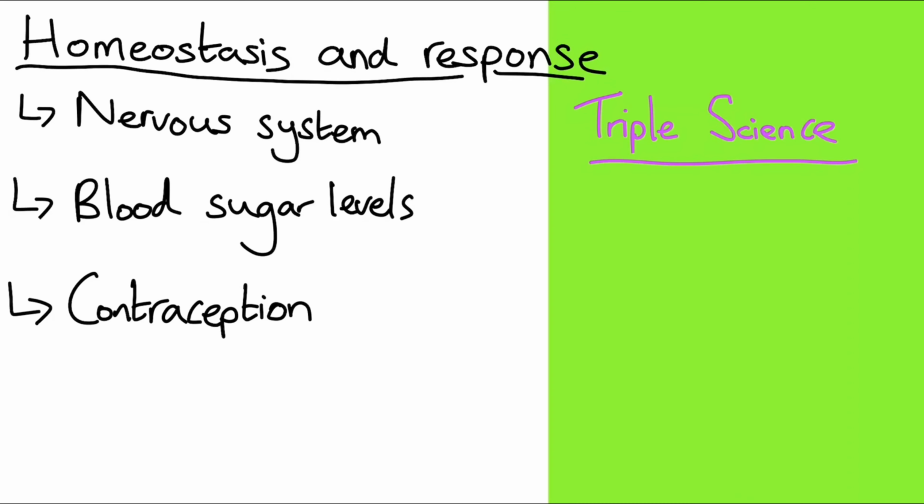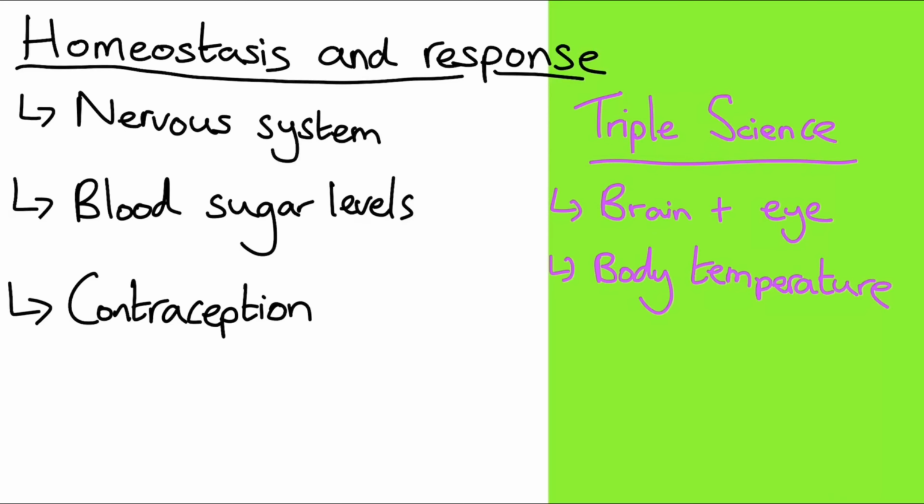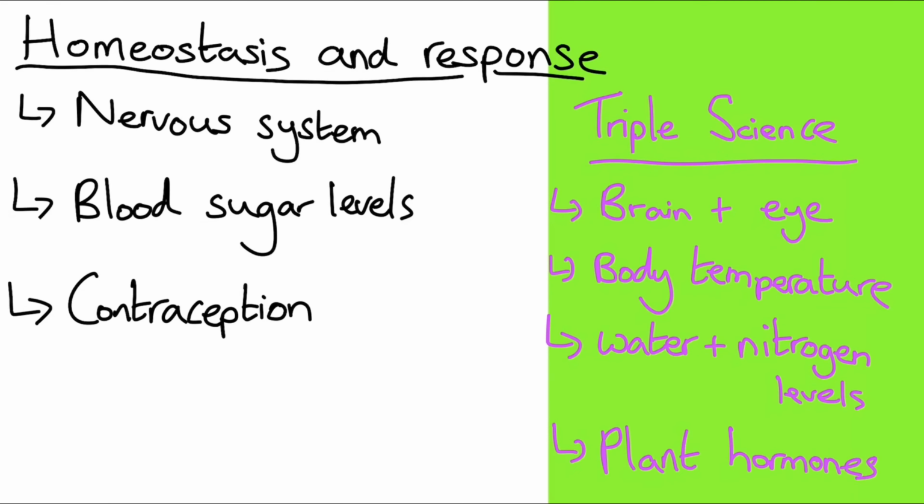But if you're taking the extra triple science, you'll also be looking at how the brain and the eye work, how your body controls its body temperature, how your body maintains the levels of water and nitrogen, and even how some hormones in plants work, normally auxin to do with growth. This topic is quite large compared to the others. Even if you're not doing the triple science, there's lots of content to do, but it is really quite interesting.